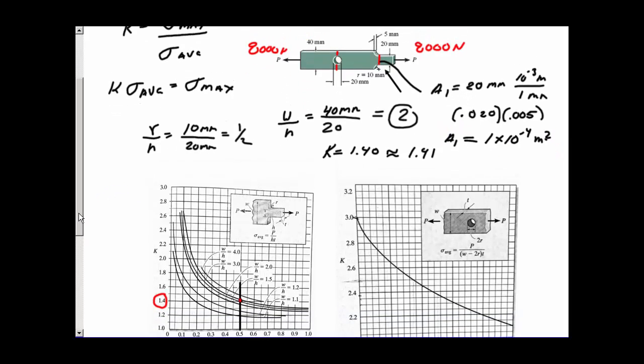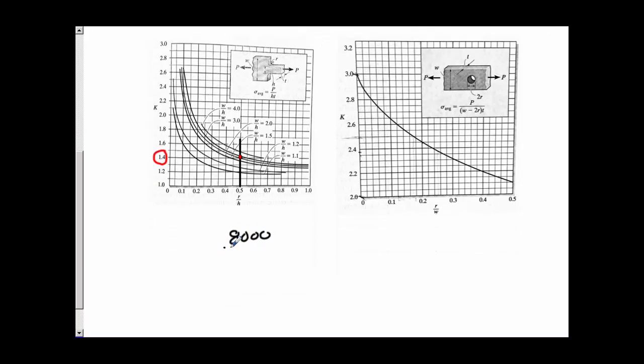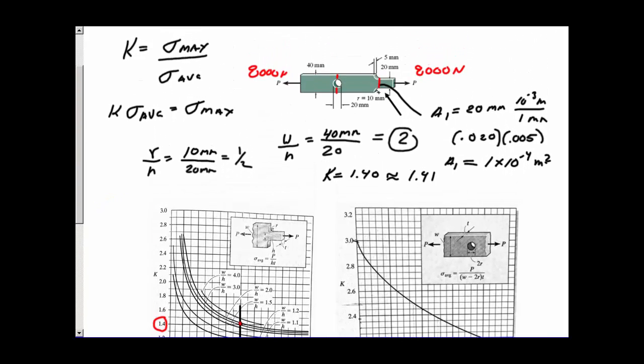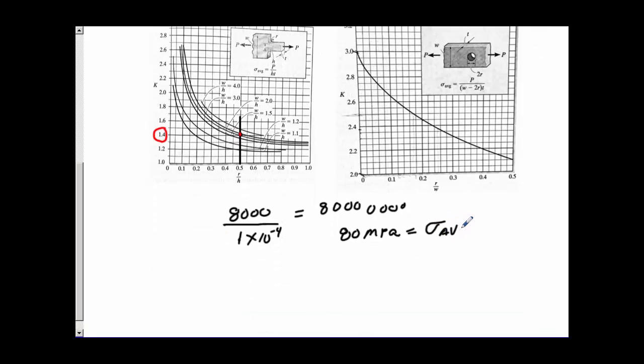Alright, so now all we have to do is take our load, 8,000 divided by 1 times 10 to the minus 4th. That calculation gives us 80 megapascals. Now that is equal to the average stress. So now to find the maximum stress, you take 80 megapascals and multiply it by your concentration factor, approximately 1.4, 1.41, and that gives us approximately 112.8 megapascals.